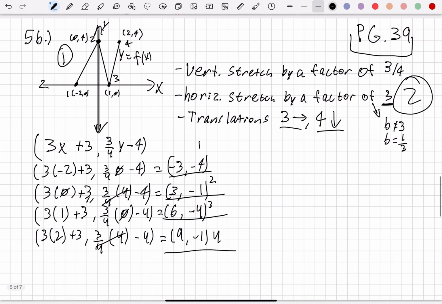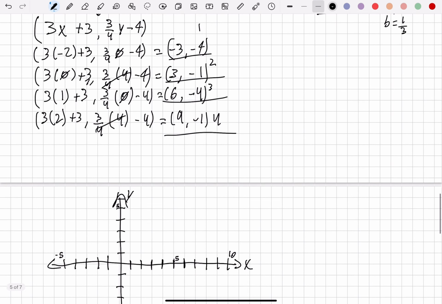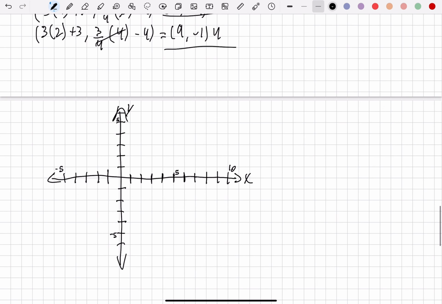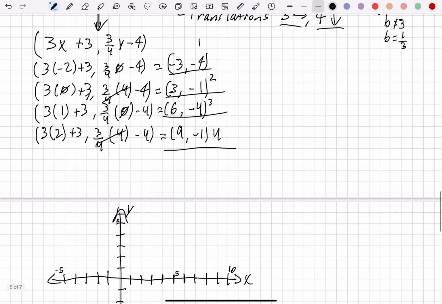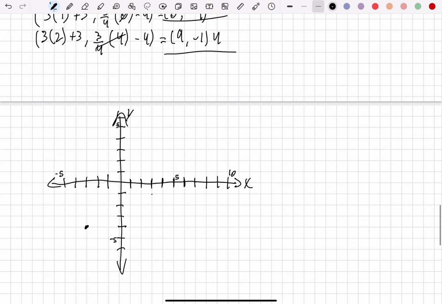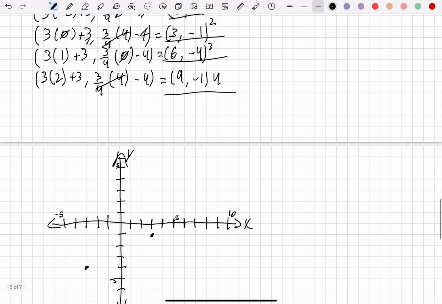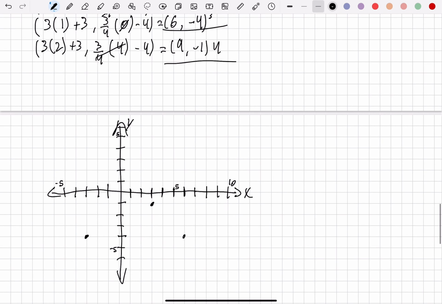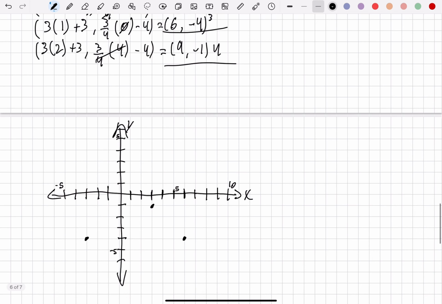So now we're just going to plot our 4 points on our graph here. So we have negative 3, so 1, 2, 3. So negative 3, negative 4, 3, negative 1, 6, negative 4, and then finally 9 and negative 1.